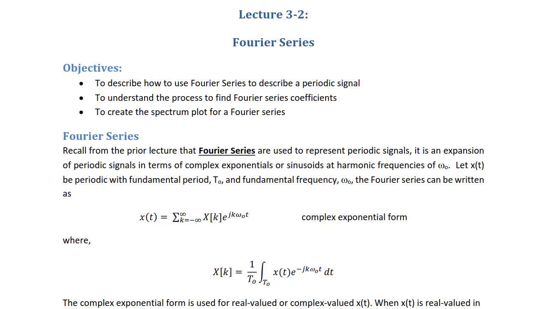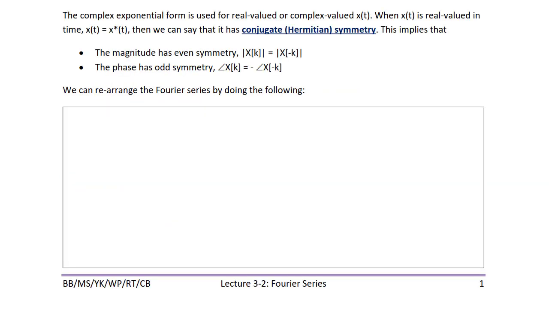In this lecture, we will see another form as well, which we call cosine form, where the Fourier series coefficient x of k is 1 over T naught, the integral over 1 period T naught, x of t e to the negative jk omega naught t dt. The complex exponential form is used for real valued or complex valued x of t. When x of t is real valued in time, then x of t equals x conjugate of t, and then we can say that it has conjugate or Hermitian symmetry, which we have proven in a prior lecture.